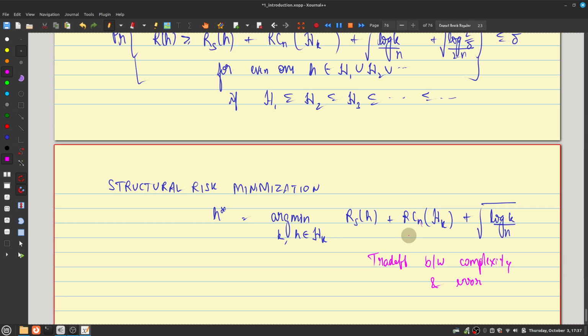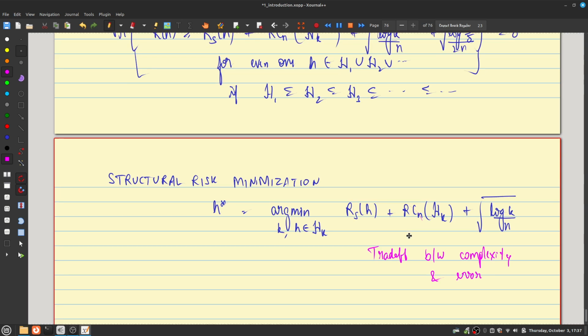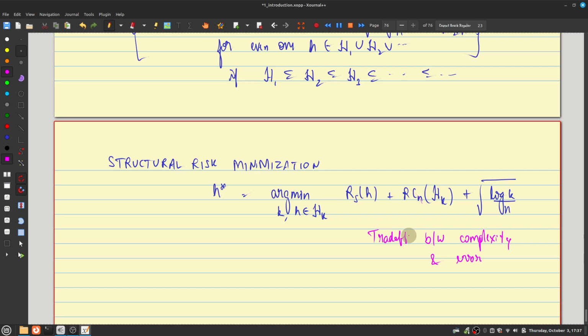Yeah, question. It is structural risk minimization. Any questions? Which you can't. That's the problem with structural risk minimization.